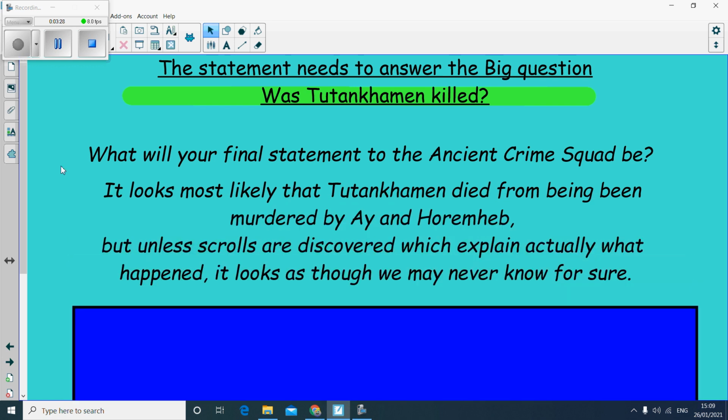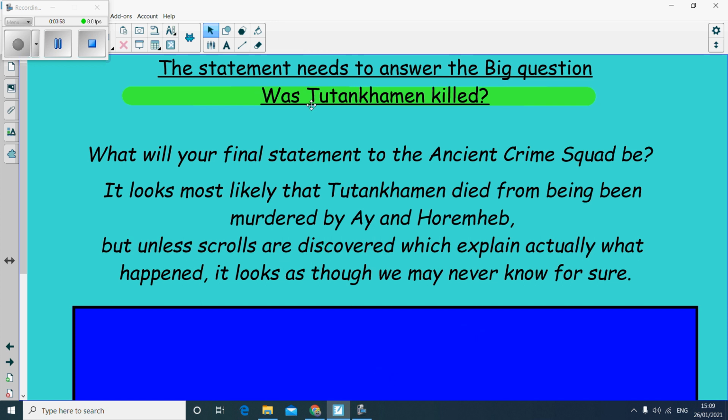So it could be that it looks most likely that Tutankhamun died from being murdered by I and Horemheb, but unless the scrolls are discovered, which actually explain what happened, it looks as though we may never know. Again, if you think that he died from a disease, we're going to change it and say it looks most likely that Tutankhamun died from a disease, but unless scrolls are discovered, which explain actually what happened, it looks as though we may never know for sure.